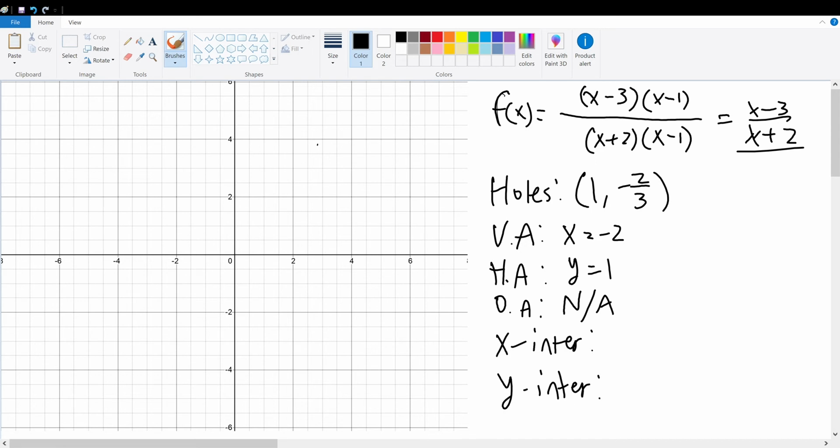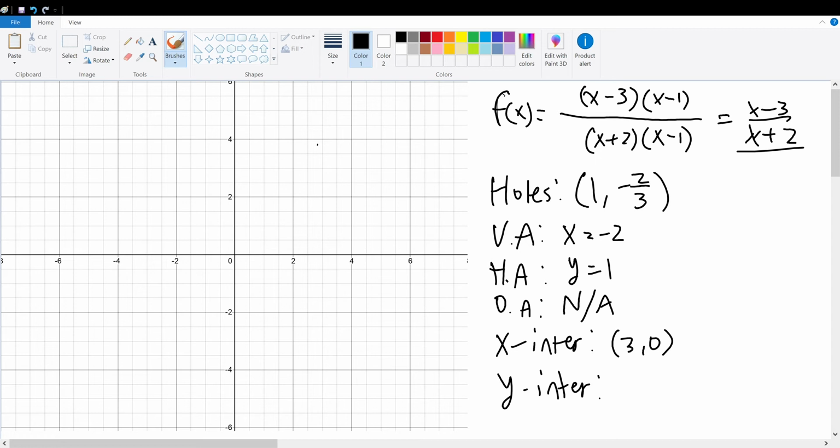We can find the x-intercept by simply substituting 0 for f of x. So when x minus 3, or rather not x minus 3, when x, that's 0. So the x-intercept should be 3 comma 0. And the reason why it's 3 comma 0 is because we find the x-intercept by simply finding what value of x will result in the numerator being 0.